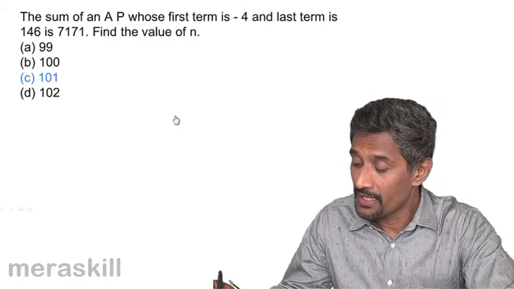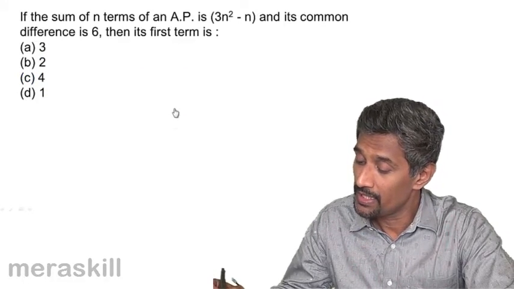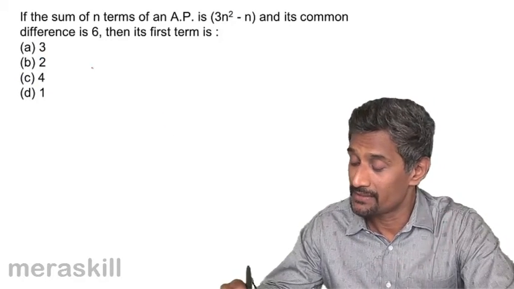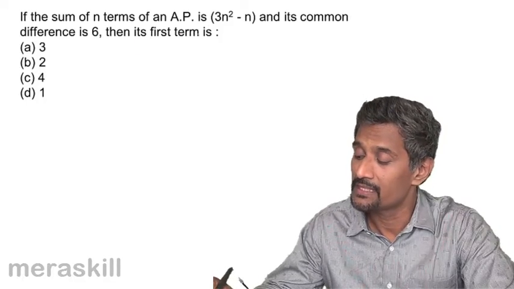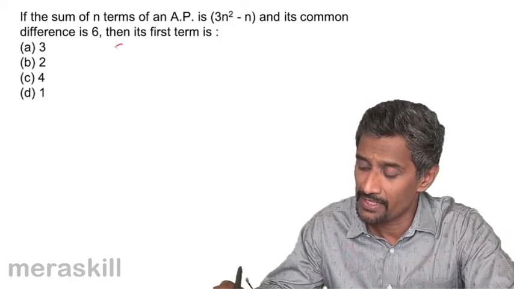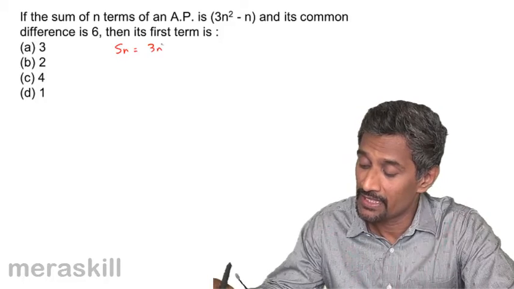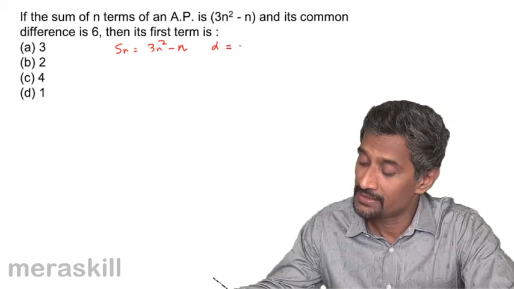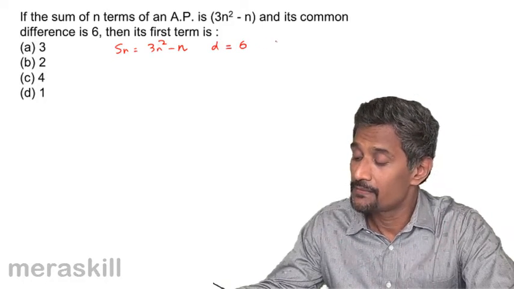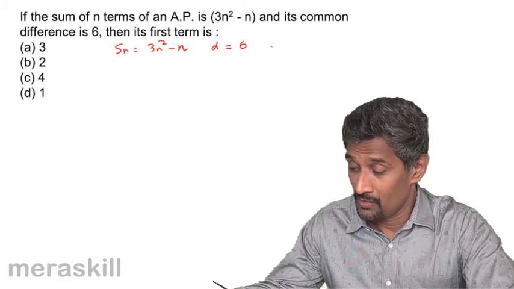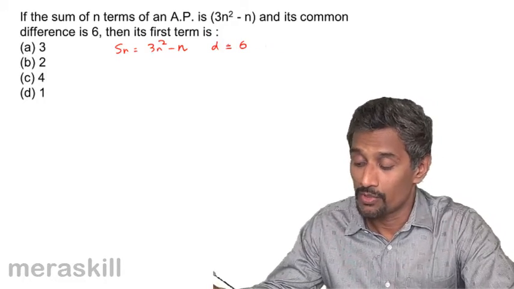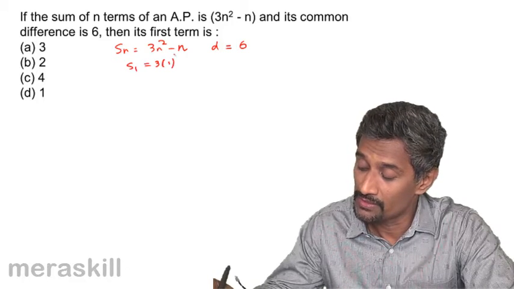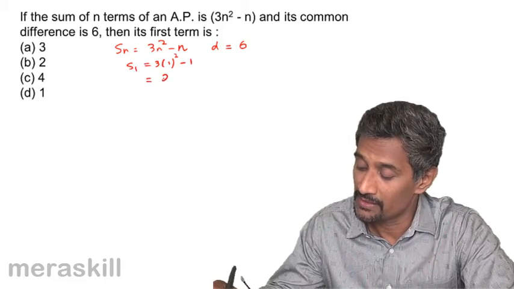Now let's check what we have in store further. Okay. Sum of n terms of an AP is 3n square minus n, and its common difference is 6. Then its first term is what we have to find. We have Sn given as 3n square minus n, and d given as 6. Its first term is asked. Now, we don't even have to bother about d. The first term is going to be S1 itself, which is 3 into 1 square minus 1, that is 3 minus 1, 2.